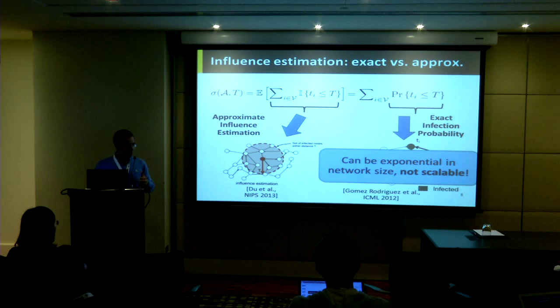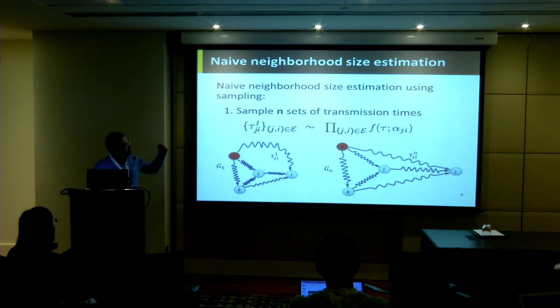essentially what you're doing is you're going to sample M sets of transmission times, okay? The cascade is going to correspond to a set of transmission times corresponding to those edges. So this is one sample. G1 is one sample of these transmission times. G2 is a second sample of these transmission times. The number of nodes looks exactly the same. The number of edges looks exactly the same.